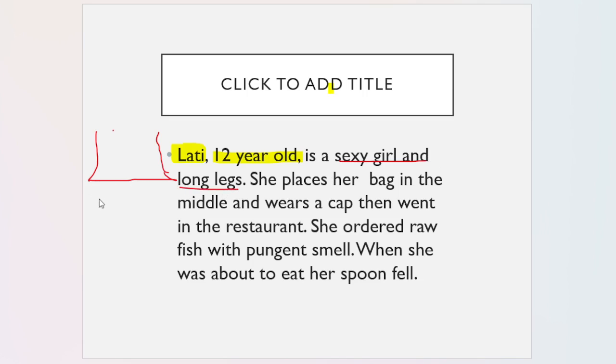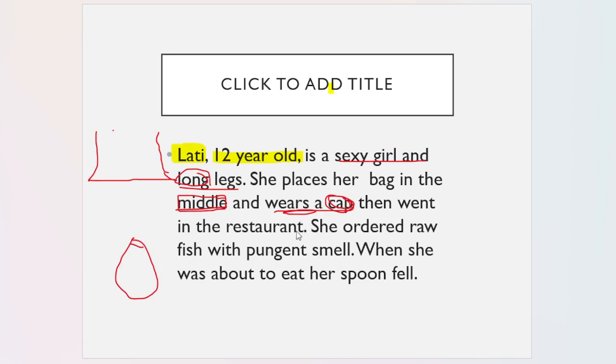Bakit long? Longest tapeworm. Okay? She places her bag in the middle of her body. Dito, that's the uterine pore. Uterine pore is found in the middle and wears a cup. Bakit may cup? We are referring to the operculum ng kanyang egg. Okay, meron siyang operculum.